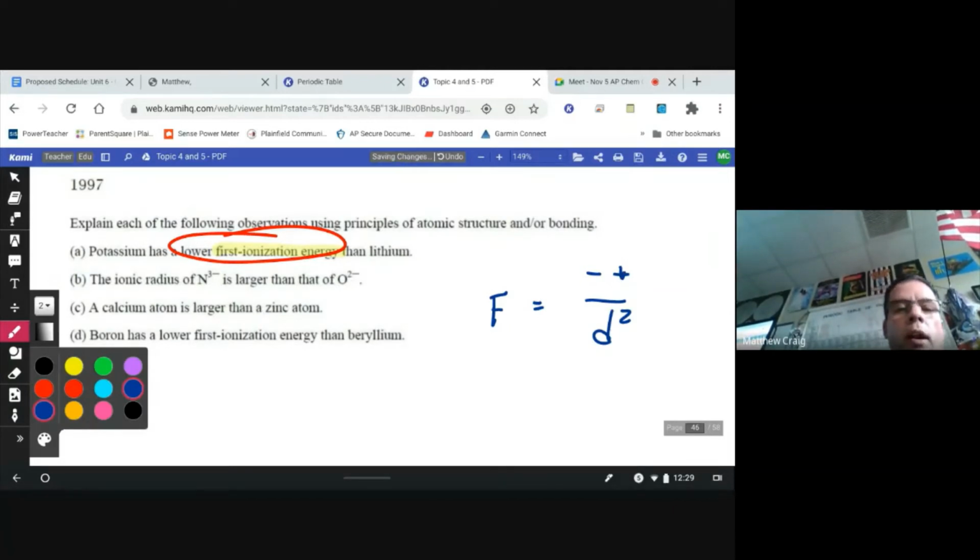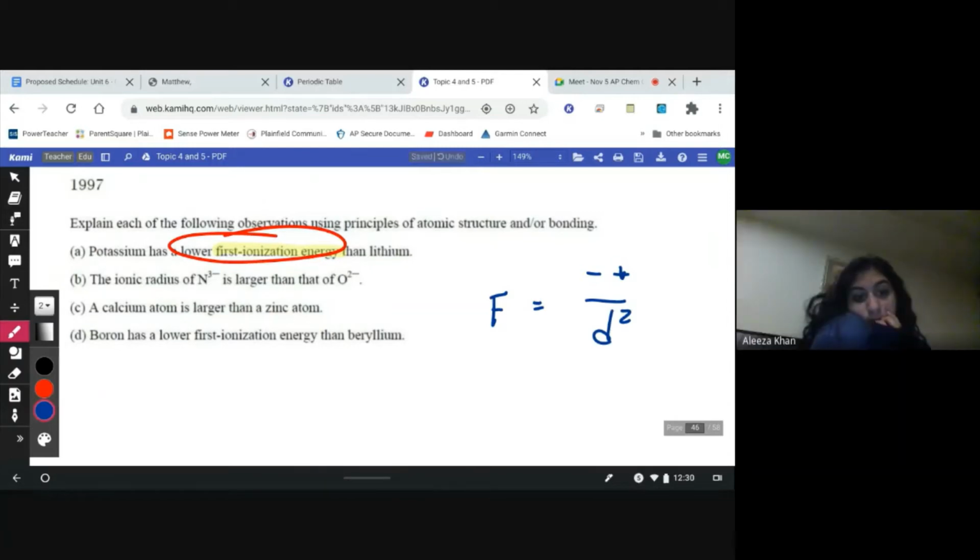The ionic radius for nitrogen is larger than oxygen. That was given. The reason is nitrogen has fewer protons than oxygen. So you're dealing with the positive charge. Nitrogen's distance is greater because it has a lower force of attraction. Okay.